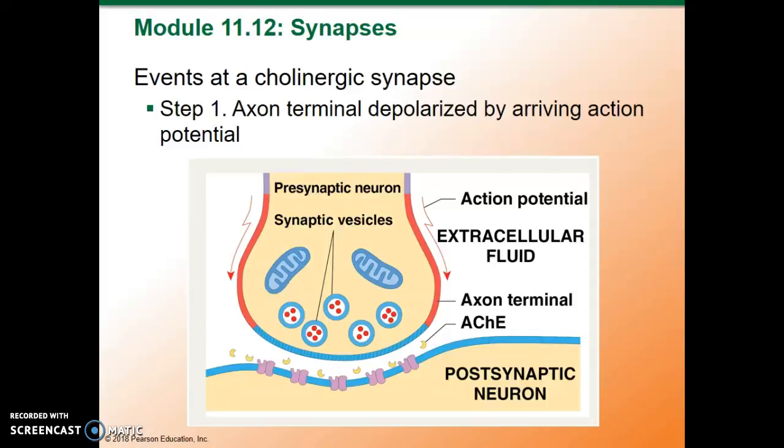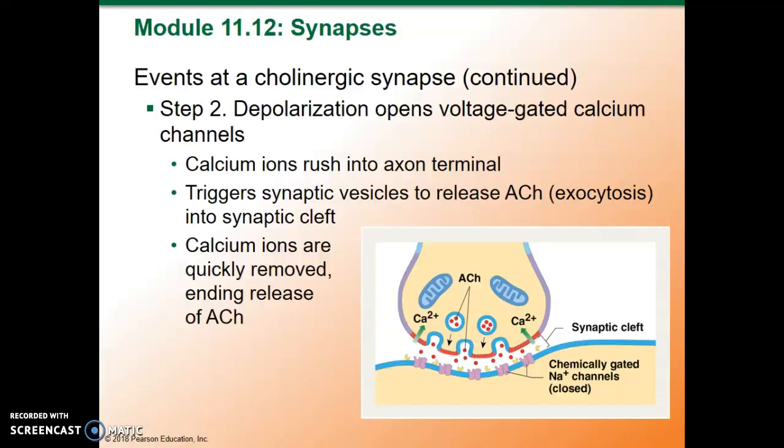The action potential has traveled down the axon, and it has depolarized the axon terminal. Keep in mind here this ACHE, that is acetylcholine esterase. It is the enzyme that breaks down acetylcholine, and that's present in that synapse. Depolarization of the presynaptic cell, here's the presynaptic cell, opens voltage-gated calcium channels, and calcium rushes into the axon terminal. This will cause the vesicles to release acetylcholine into the synaptic cleft. This release is by way of exocytosis, and those calcium ions that had entered are quickly removed, and so that acetylcholine is no longer released.